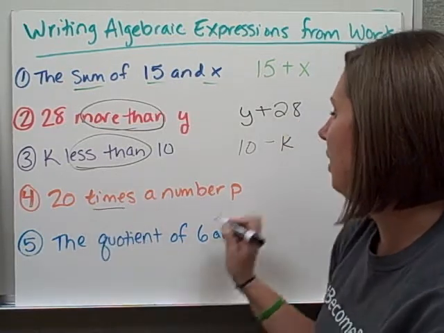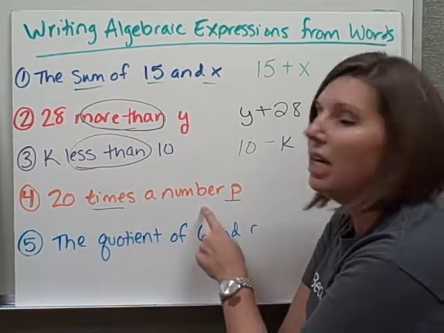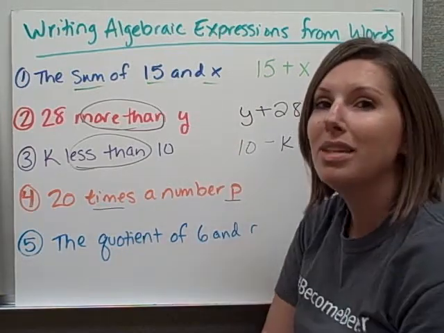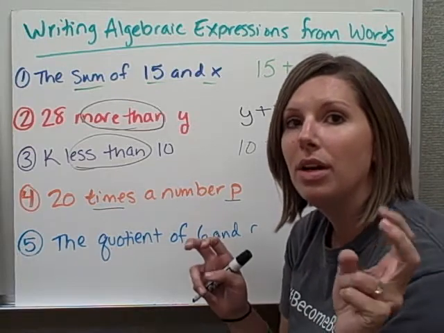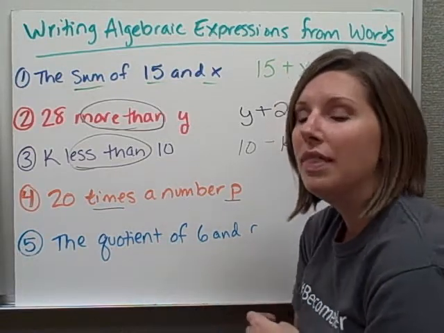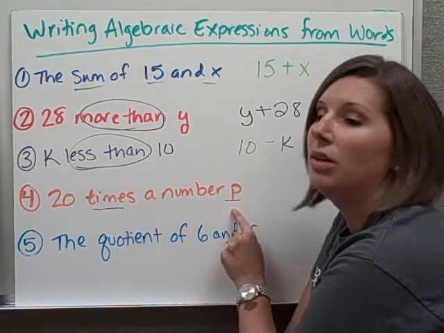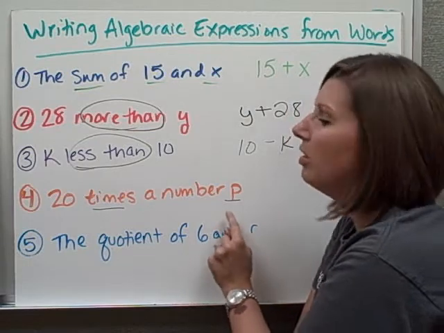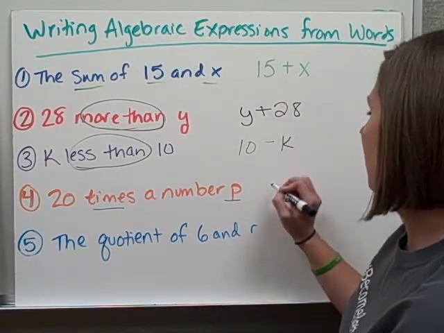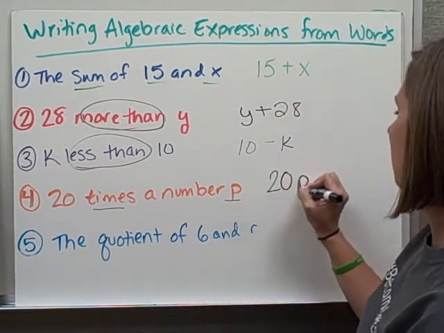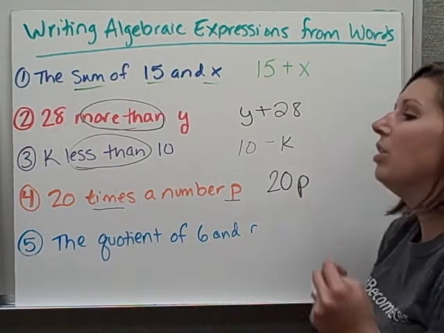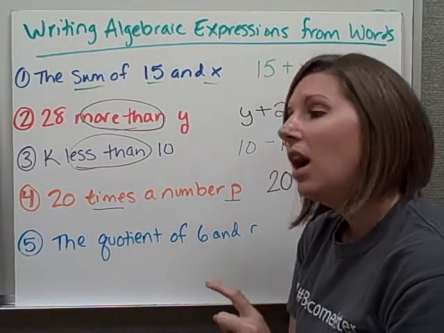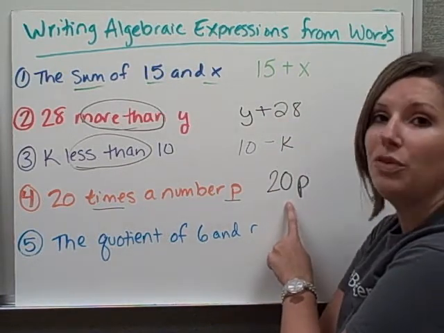20 times a number p. Sometimes they don't just give you the letter like in the past three problems. Sometimes they'll call it the number p or the number x, and that again represents a variable representing an unknown value. So we still are just going to use that letter. 20 times p. I'm going to write it like this. You could write it using parentheses. You could write it using a dot. But this is the simplest form.